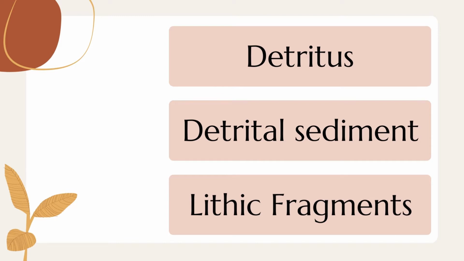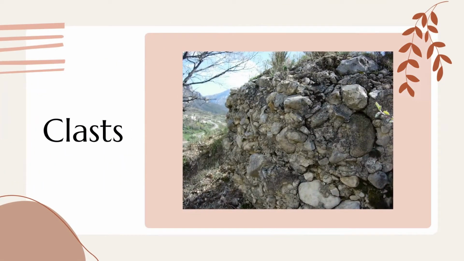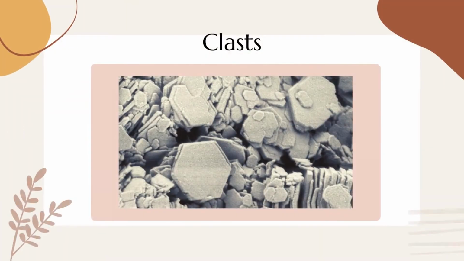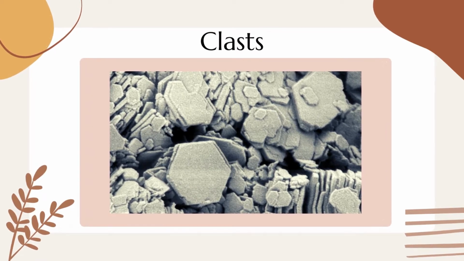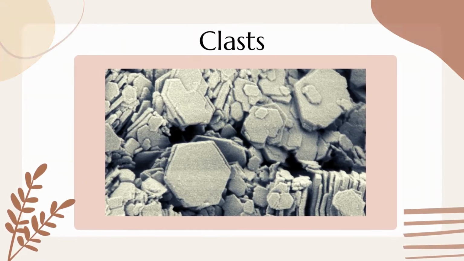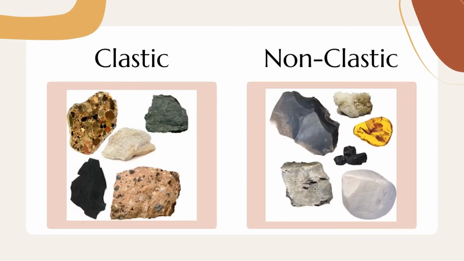Detritus, sediment, and lithic fragment are similar terms. Clasts range in size from large boulders to little pebbles, down to particles the size of clay that can only be seen with advanced electron microscopes. In any event, evidence for grains created by weathering and erosion may be seen in clastic sedimentary rock if you look attentively. Non-clastic rocks, unsurprisingly, don't have grains in them.